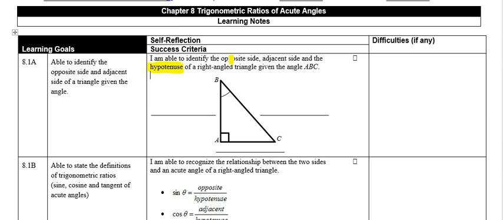Next, we will have another two new sides called the opposite and the adjacent. These two sides are labeled with respect to a given particular angle inside the right angle triangle. Now let's take a closer look at the definition of a right angle triangle.